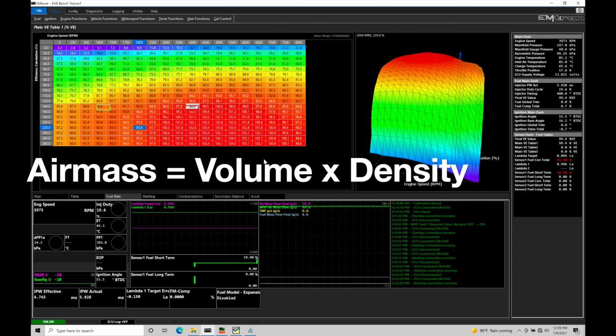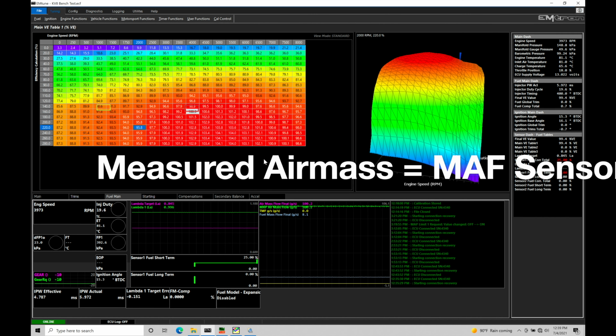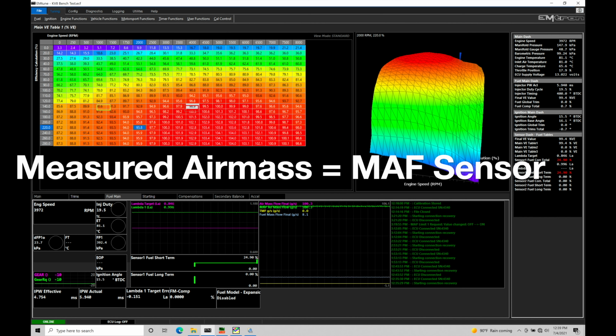Now, when we're talking about our air mass, we can deal with air mass representation in two different ways with our Emtron. We either have a measured air mass or an estimated air mass. When we're talking about a measured air mass, this is assuming that we're setting up the Emtron to work with a mass airflow sensor, which we do have the option to do. The mass airflow sensor will directly measure the air mass, so it knows the volume of air entering the engine. It's also going to represent and know what that density is.